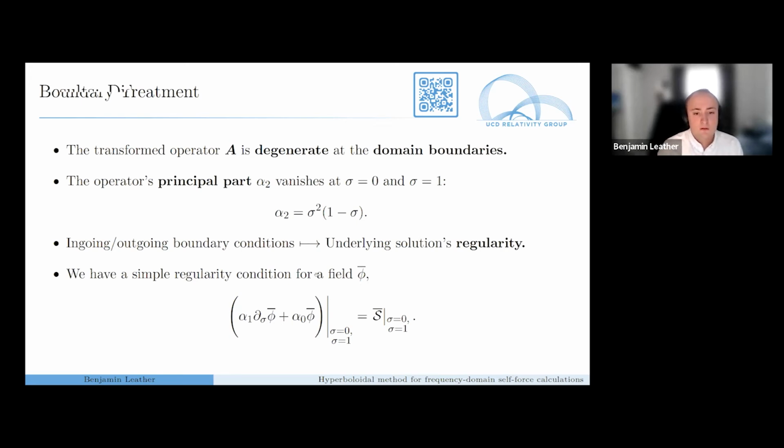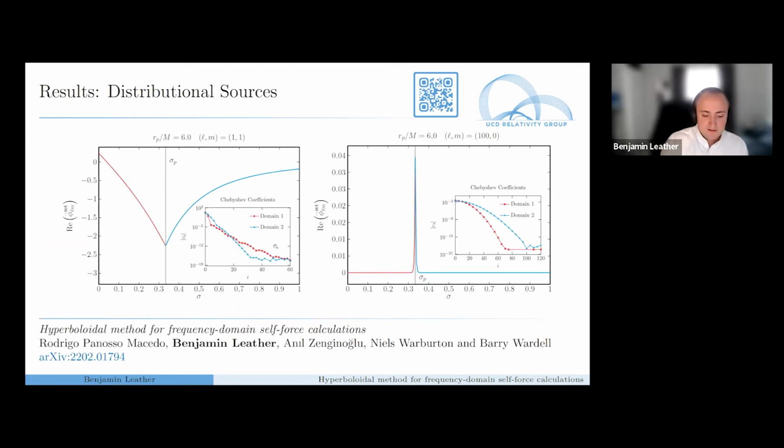So this is a typical result. My slides aren't coming up. There we go. What you see is the real parts of the hyperboloidal retarded field for the 1-1 mode for a particle at r equals 6, and for 60 Chebyshev nodes. And what you see in the insets here is the exponential decay of these Chebyshev coefficients from our spectral methods that indicate spectral convergence, which is what we want.